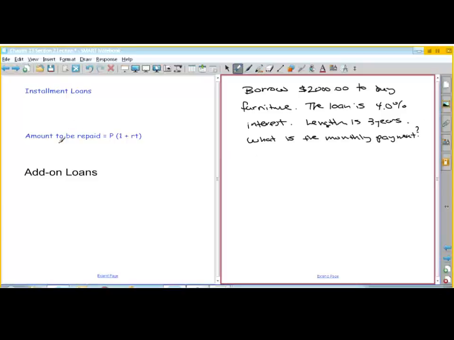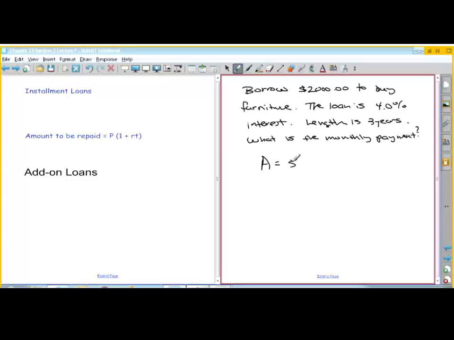So the way you do it is you basically figure out how much you need to repay. We'll call that A. The amount to repay is the principal, which is the amount you borrow, times 1 plus the interest rate times the number of years. There's no exponential thing here, so it doesn't give you credit for paying off in monthly installments. It just spreads out the cost over the period of the loan.